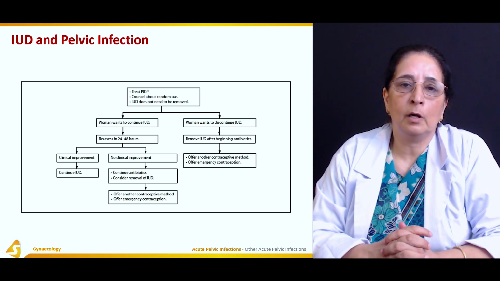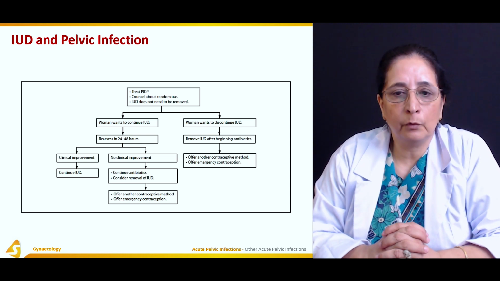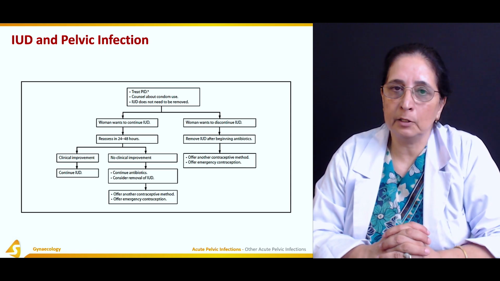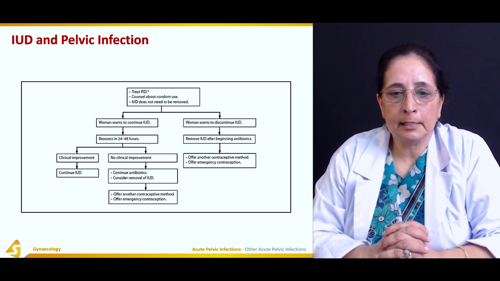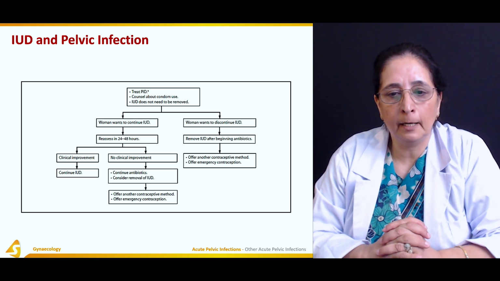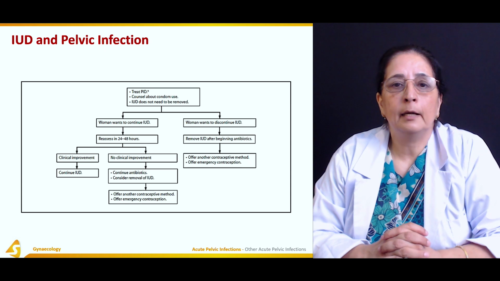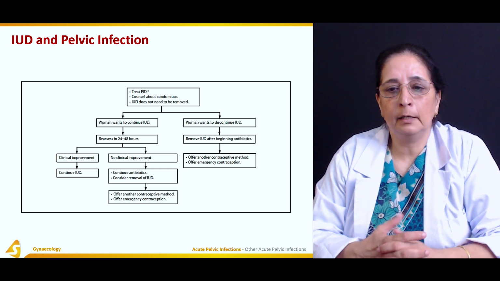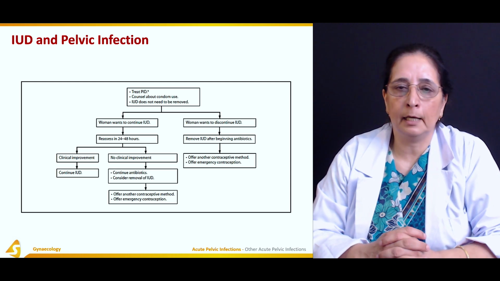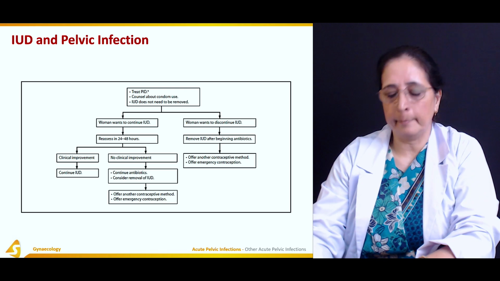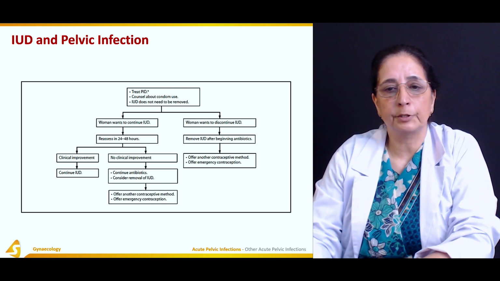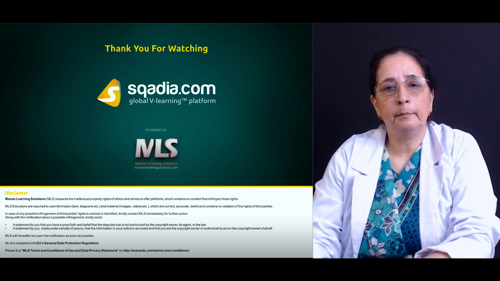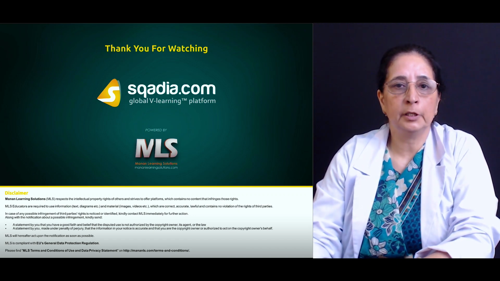Women who want to continue the IUD, reassess them in 24 to 48 hours. If there is clinical improvement, then continue the IUD. If there is no clinical improvement, then give them antibiotic, consider removal of the IUD, and then offer them another contraceptive method. For women who want to discontinue the IUD, it's simple: remove the IUD, start them on antibiotic, and then counsel them and recommend some other method of contraception. That was all about the IUD and how it can cause pelvic infection. So, thank you for watching sqadia.com.